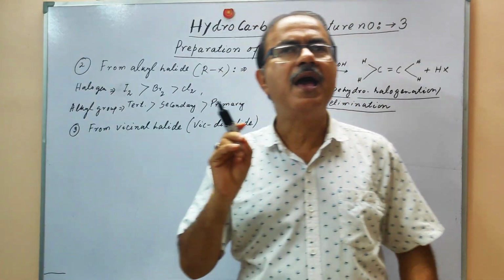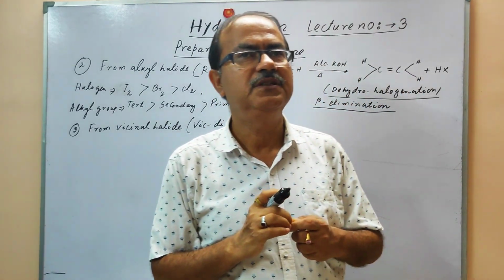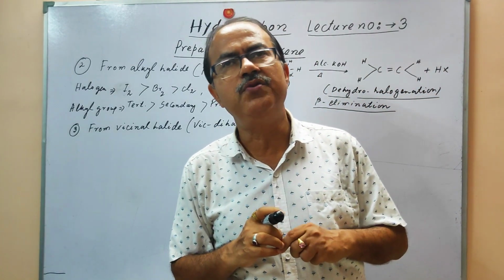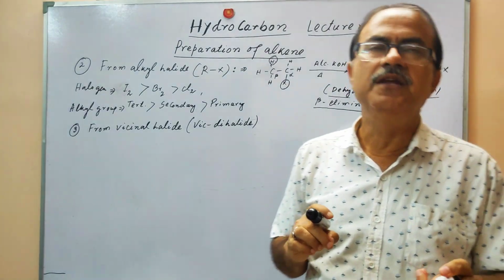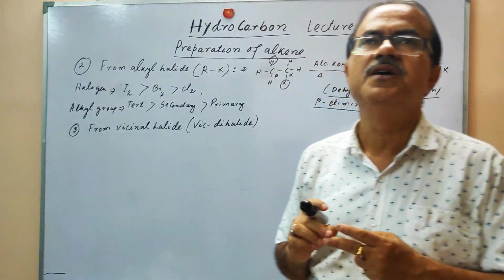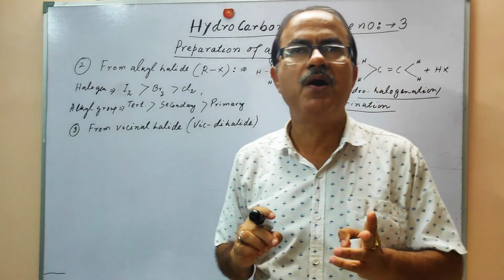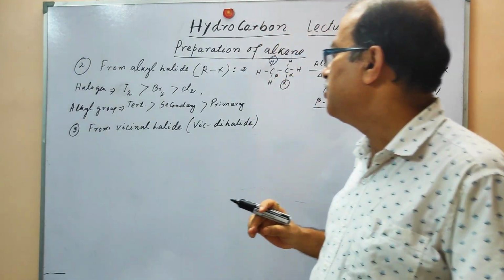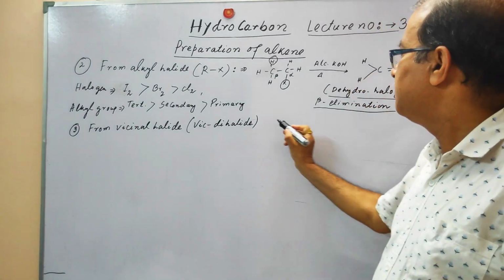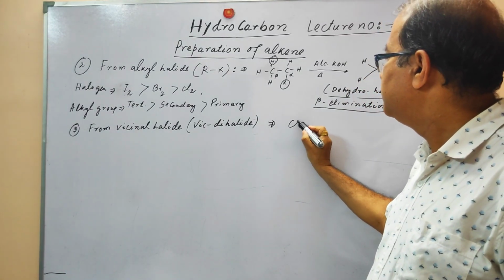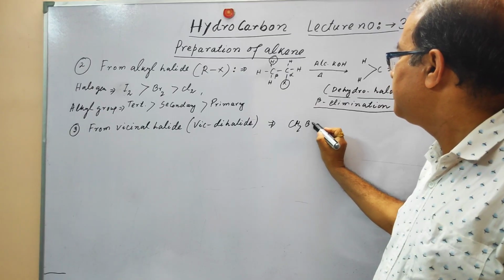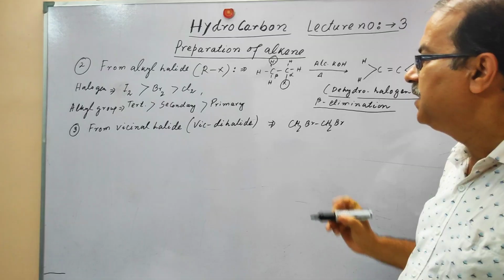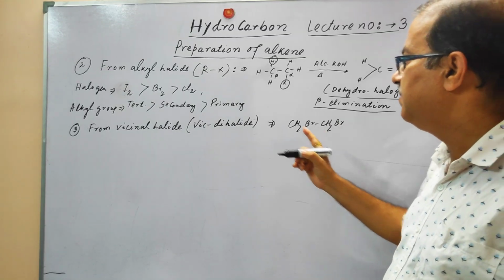When these dialkyl dihalides are reacted with zinc, there is an elimination of the zinc halogen compound, and it is going to produce the alkene. As for example, you can see this example: CH2Br and CH2Br. This is the vicinal halide, or vic dihalide.